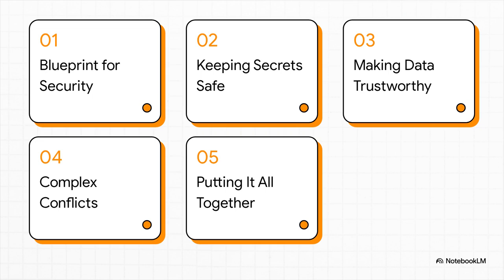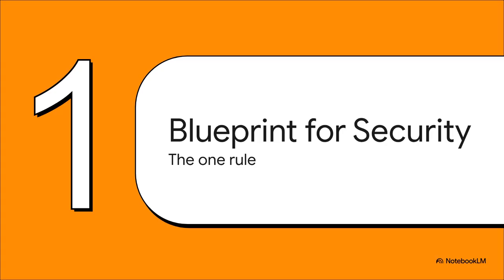All right, so here's our game plan. First, we'll look at the blueprint for security. Then, keeping secrets safe. After that, we'll tackle how to make data trustworthy. We'll also get into handling complex conflicts of interest. And finally, we'll put it all together. Let's dive in.